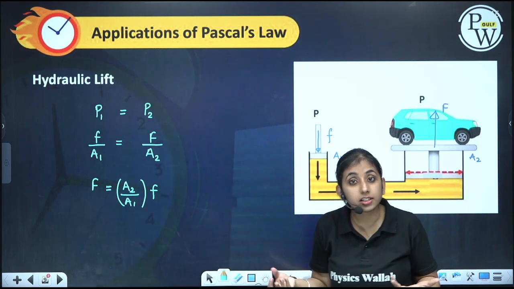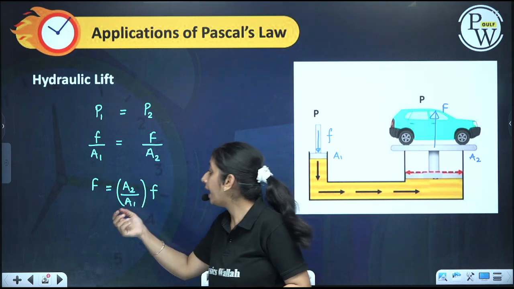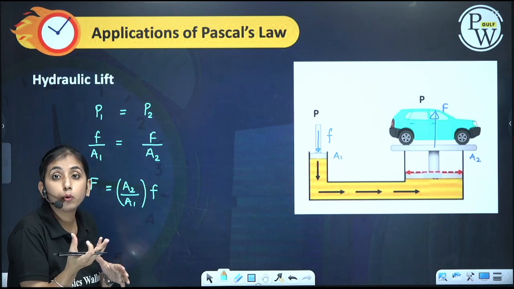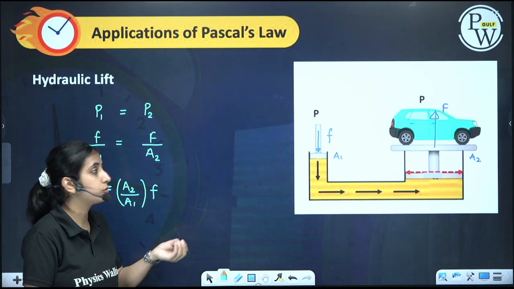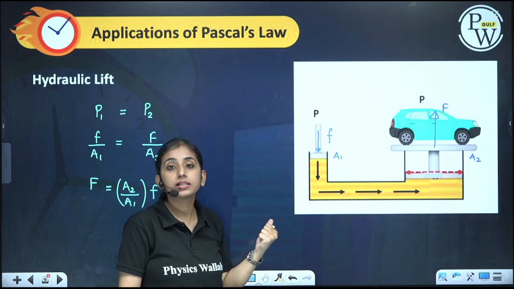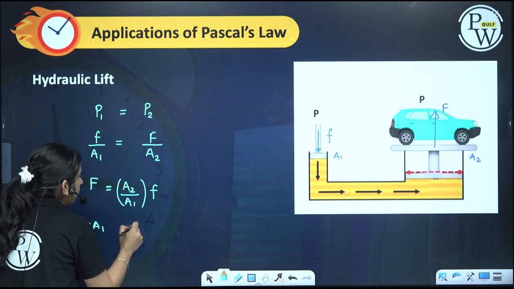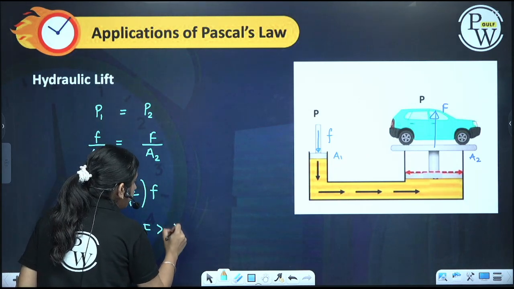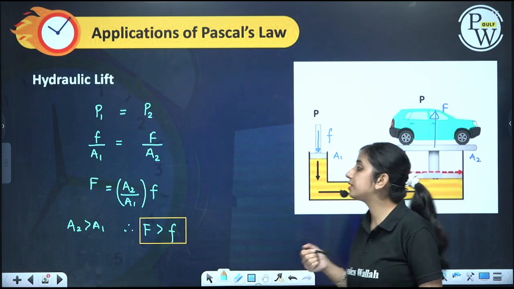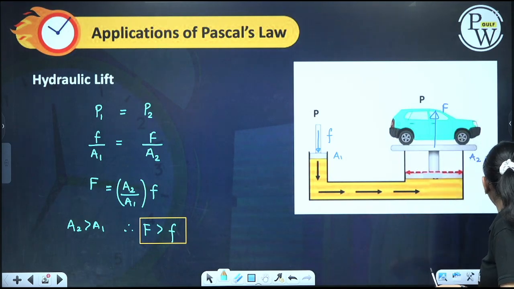A2 is larger than A1. What we did is we applied a small force f and in return we get a capital F force which is larger than the smaller force. So by applying a small force we can lift heavy objects. This is the hydraulic lift. As A2 is greater than A1, capital F will be greater than small f. Hence we can lift up heavy objects. This is Pascal's law application, hydraulic lift.